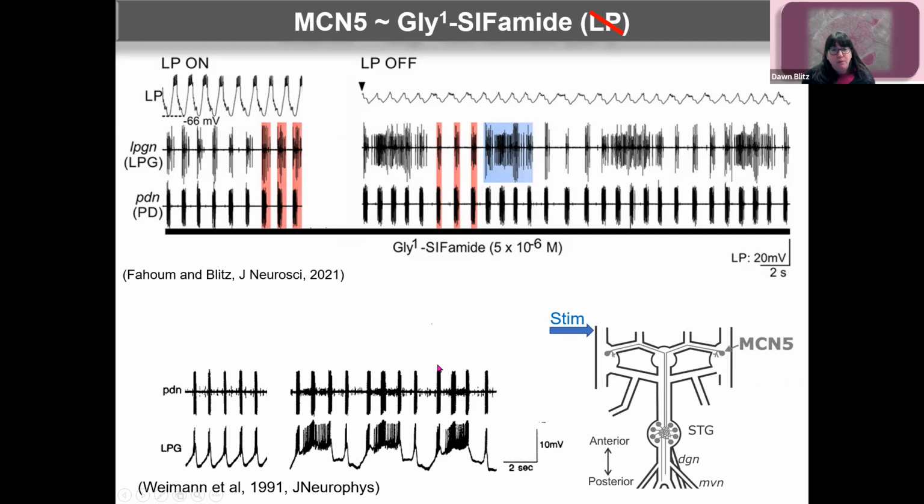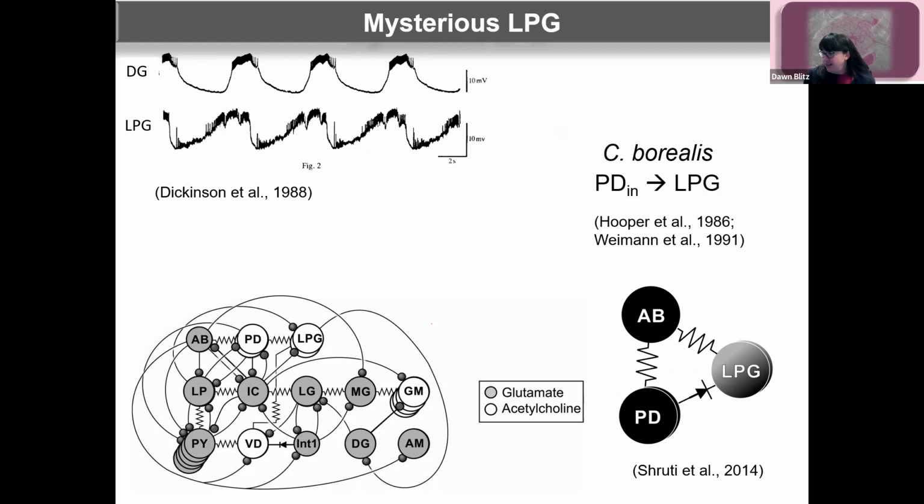I want to take a really brief minute here to talk a little bit about how mysterious LPG is, because in the lobster, LPG is pretty much a gastric neuron. This is just an example of its activity in time with the DG neuron. But in Cancer borealis, it's primarily pyloric. It looks so much like PD that initially in Scott Hooper's paper with Eve, they called it PD-in, for PD intrinsic, because it innervated some intrinsic pyloric muscles. But later, Jim Wyman, again with Eve in '91, showed that it also innervates gastric muscles, and they reassigned it as actually LPG.